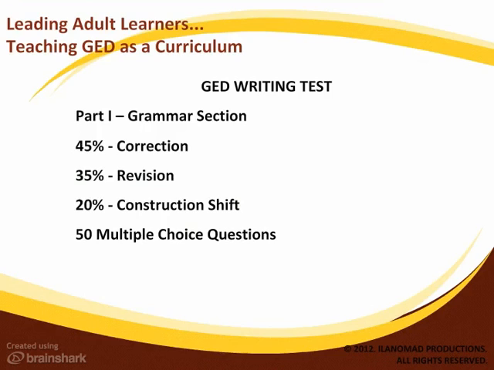There are 50 multiple choice questions. Your goal is to get about 30 to 34 of those correct. So you can miss anywhere from 14 to 20 questions on this multiple choice test and still get a good score.